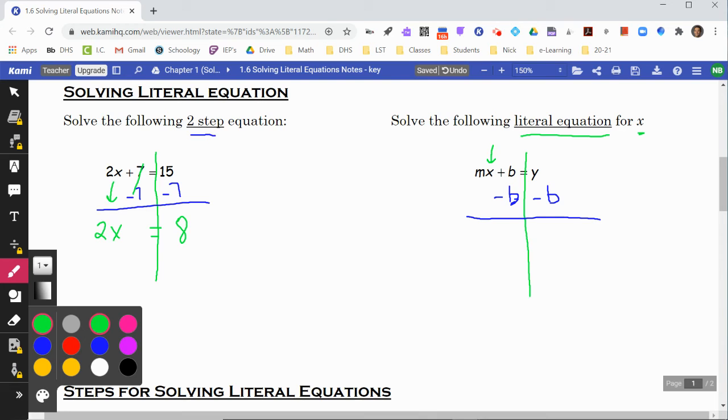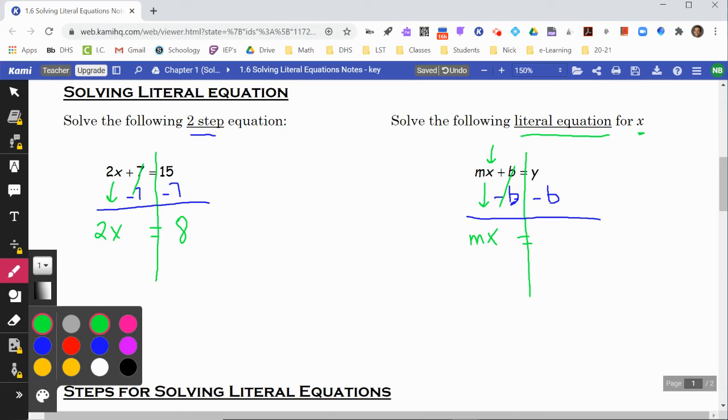All right, so now let's jump to the right side here. Let's simplify this right equation. This mx we're going to bring down because I haven't touched it yet. A plus b minus b, well, that cancels out. That's 0. Just like a plus 7 minus 7 is 0, a plus b minus b is 0 as well.